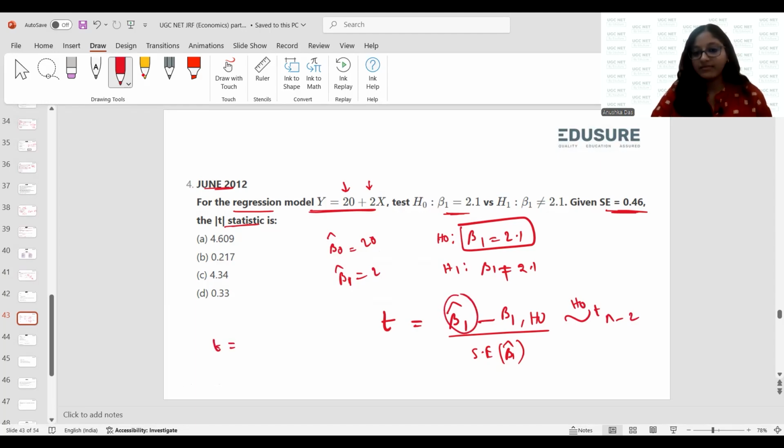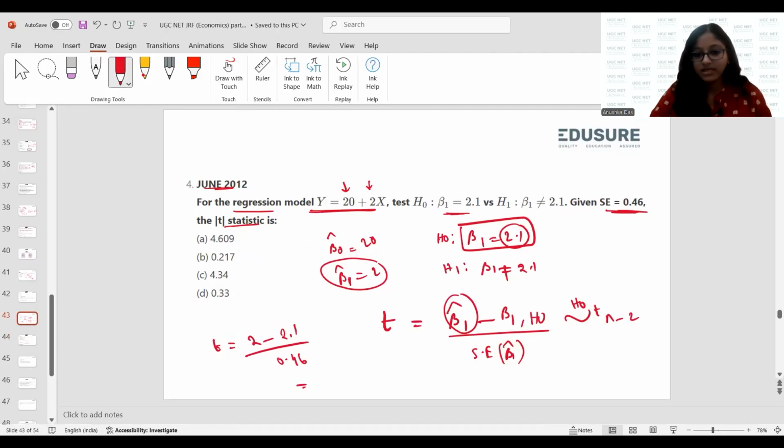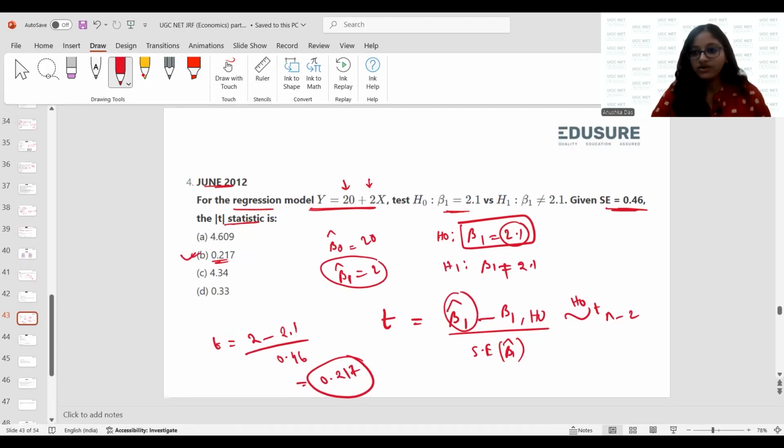So what will be the computed value? Firstly, you have beta 1 cap, which is the estimated value from the model. Then you have beta 1 under H naught, where the value taken is 2.1. And then you have the standard error, which is 0.46. I have done this calculation. See, 2 minus 2.1 upon 0.6 is 0.217. This will come out to be 0.217, and this is how you solve this question.